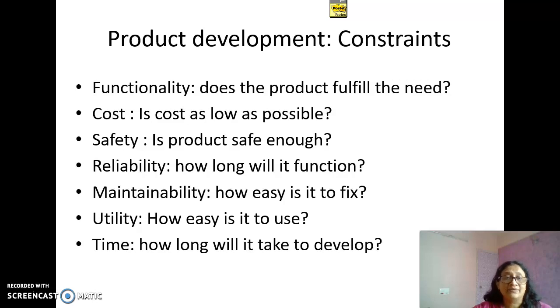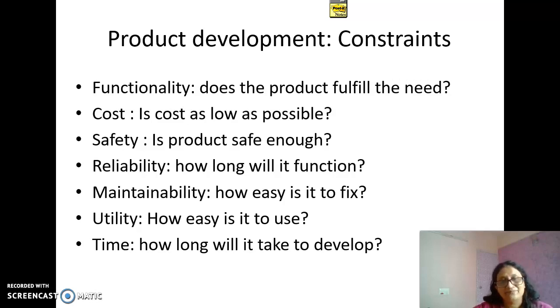Safety considerations are very important. So whether the product is safe or not, whether the product is reliable or not, how easy it is to maintain your product, how to do easy servicing of the product. Utility is of course very important. Any product should be easy to use. If the product is complicated to use, then there are very high chances that the product is rejected by the majority of the population. So utility is very important.